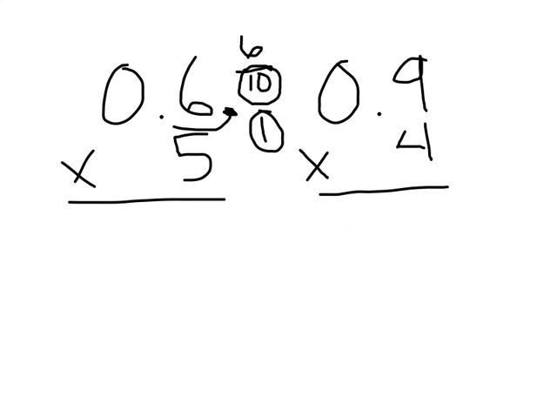I can multiply 5 times 6 like normal. What's 5 times 6? 5 times 6 is 30. I need one digit to be behind the decimal because my answer needs to be in the 10th place. So I'm going to place the decimal between the 3 and the 0 and put one digit behind the decimal.